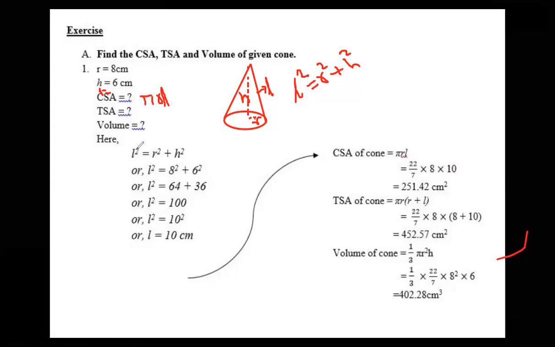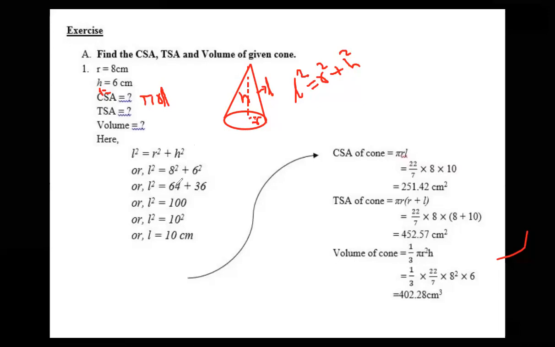Okay, so let us use this formula first. L square equals R square plus H square. Let us write L square equals, so what is the value of R? R means 8 square, plus H means 6, 6 square, because there was square, so we are using square over here. L square equals, so 8 square means how much? 64.